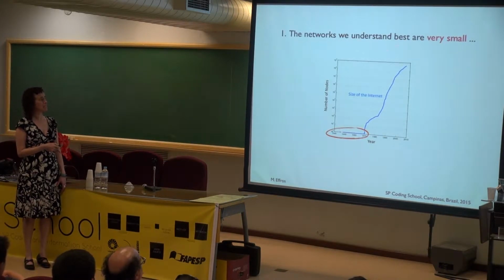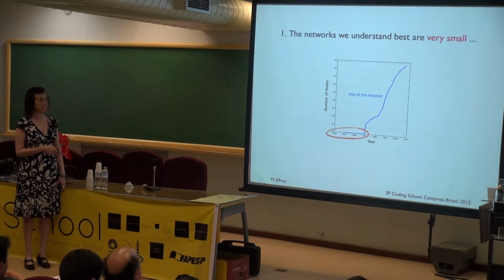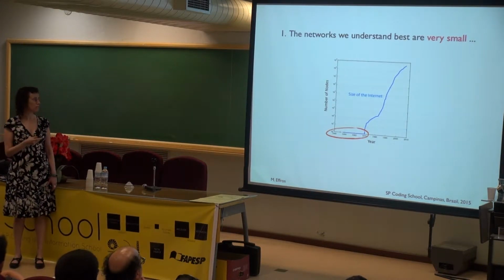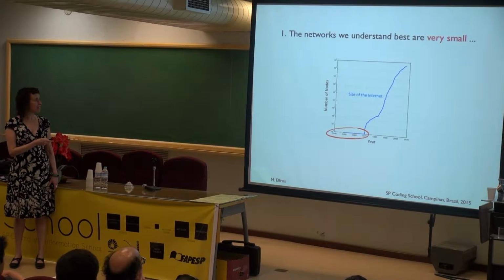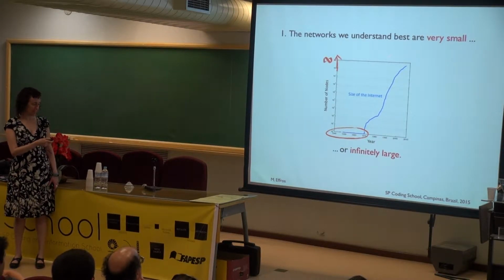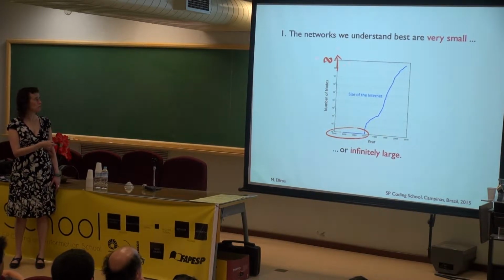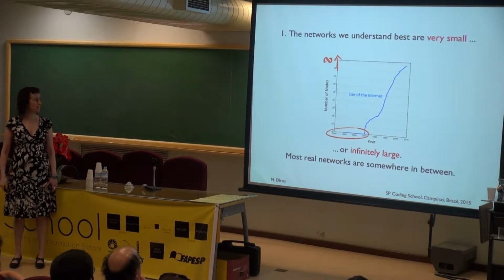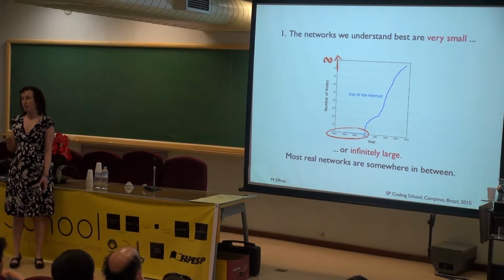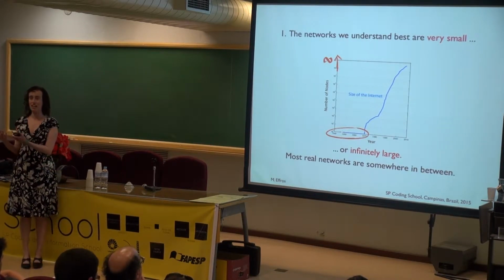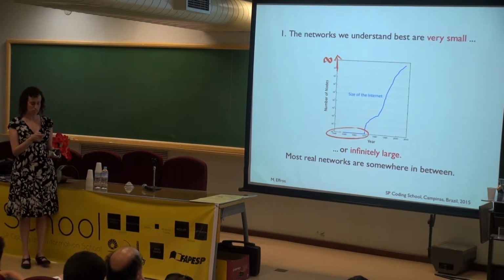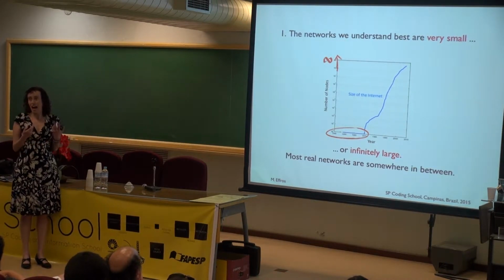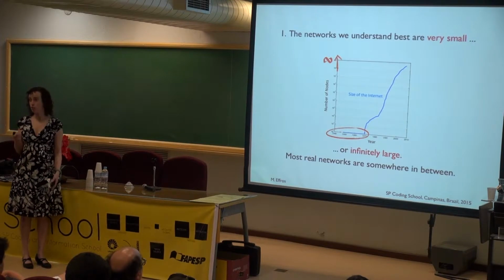struck me is that the networks that we understand best are either very, very small. We still don't understand all the 3-node networks completely. Or they're asymptotically large, so we have some understanding about what happens when the number of nodes in your network grows to infinity. But in fact, most real networks are somewhere in between. Most real networks don't have 3 nodes, and they likewise don't have an infinite number of nodes. They have some very large number of nodes, and we'd like to be able to understand how to derive information theoretic results for those real networks.